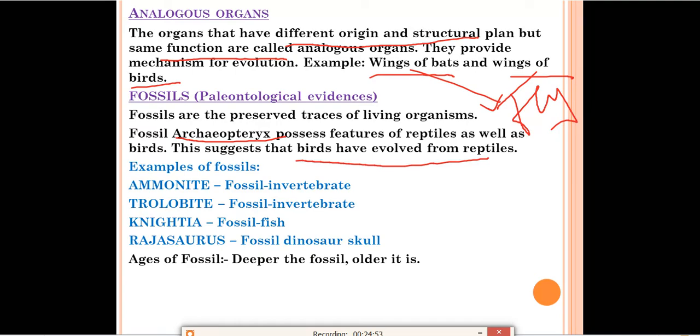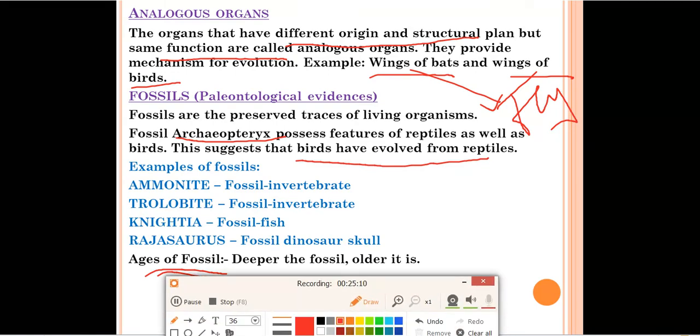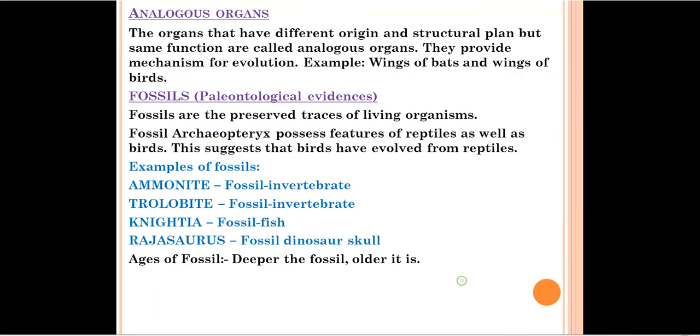Knignitia is a fossil of fish, and Rajasaurus is a fossil of dinosaur skull. Next, how can we determine the age of a fossil? The deeper the fossil is inside the ground, the older it is. If it is on the top, then it is a new or recent fossil. So this was all about analogous organs, homologous organs and fossils.